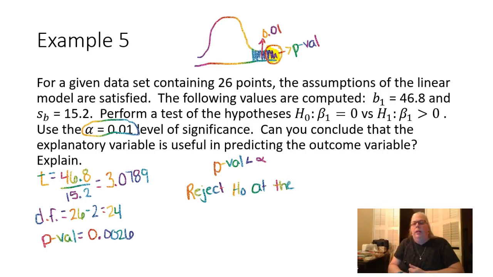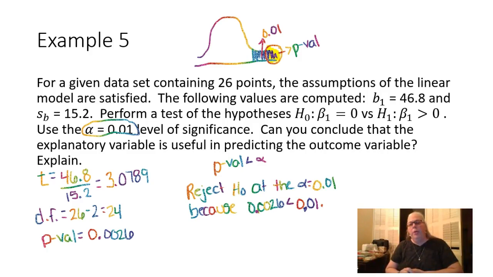At the 0.01 level, because our p-value, 0.0026, is less than our alpha value of 0.01. And then our conclusion, remember, since we are going to reject the null hypothesis, we can conclude that there is a linear relationship and that our explanatory variable would be useful in predicting the outcome variable.